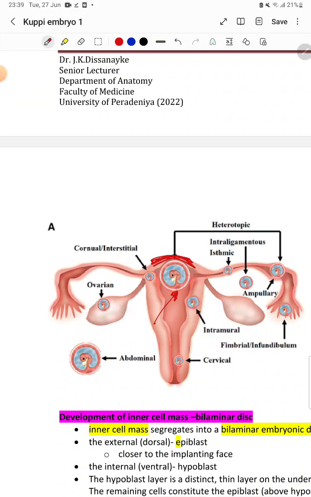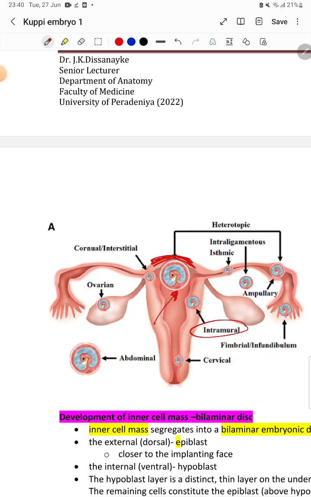So it can happen in the intramural area, so over here within the uterine body itself. It can happen in the ovarian area here. It can happen in the isthmus, which is actually the narrowest part of the fallopian tube. That would be quite bad. Fimbriae as well is quite bad.